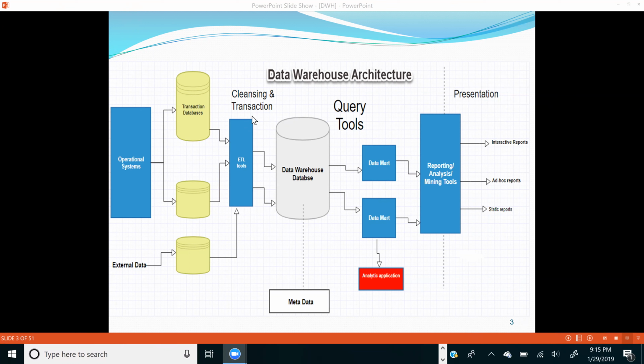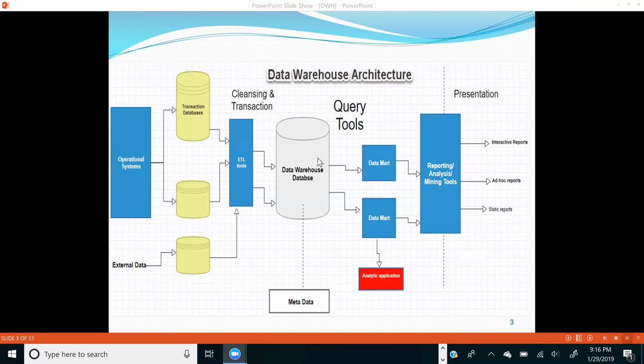The purpose of all these tools is this: E means extract. The data is stored in different databases, and the tool extracts that data. Once it extracts the data, it performs transformation, which means changes. It changes that data, and then loads it into one single repository called a data warehouse. A data warehouse is also a database, but it is capable of storing huge volumes of data.